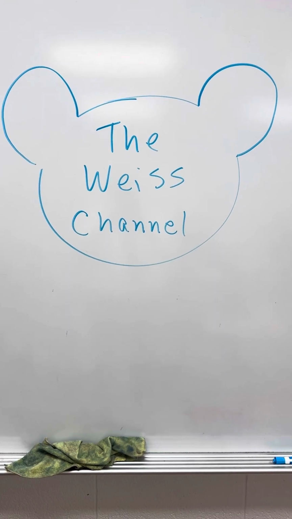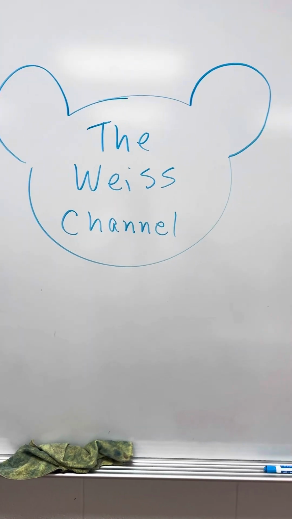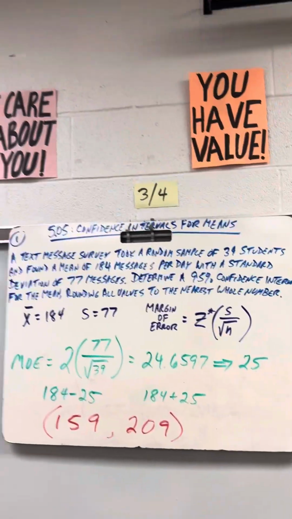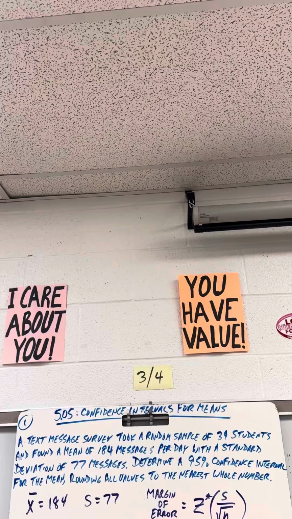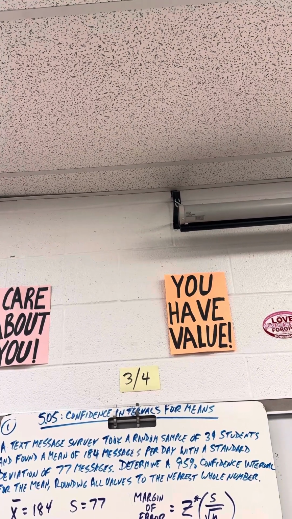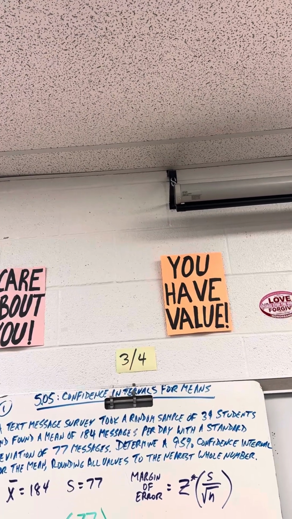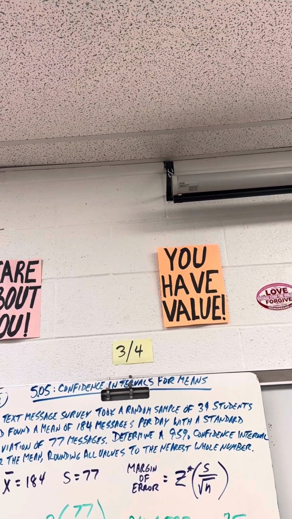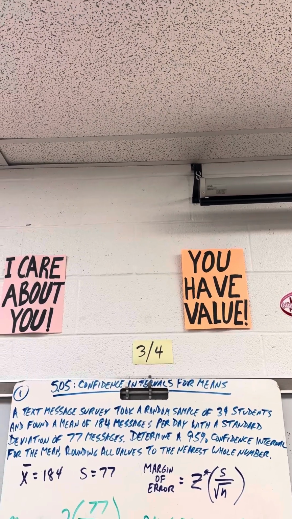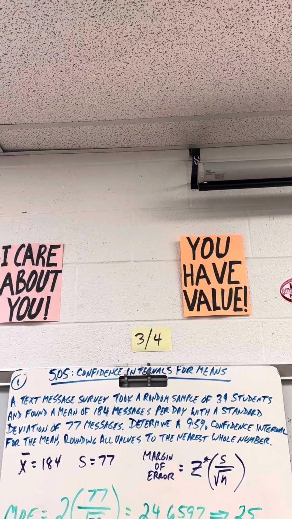Today, we're going to do confidence intervals for means. For example, a text message survey took a random sample of 39 students and found a mean of 184 messages per day, with a standard deviation of 77 messages. Determine a 95% confidence interval for the mean, rounding all values to the nearest whole number.